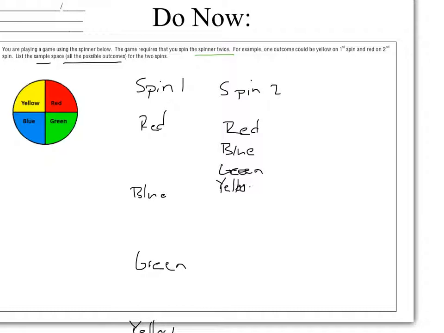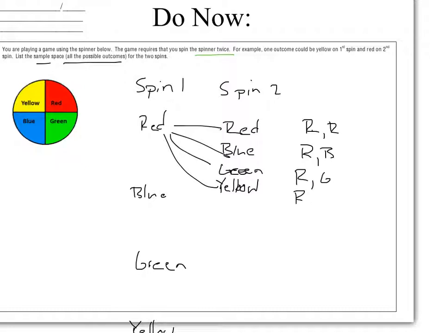So what we see here is that for this first spin of a red, there's actually 4 different outcomes. There's red red, there's red blue, there's red green, and there's red yellow. And the same thing with the blue. With the blue, we could then spin a red, blue, green, or yellow.